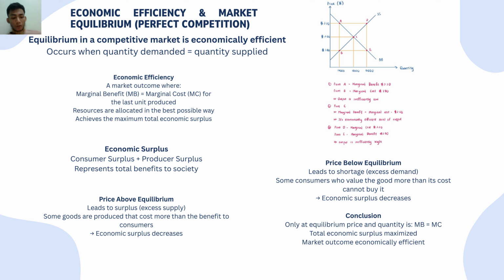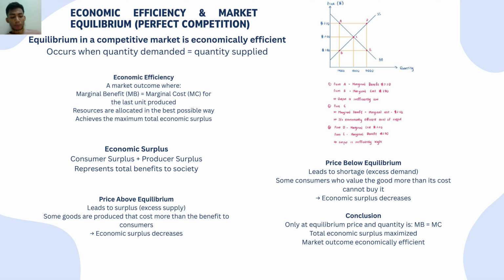Now we look at economic efficiency and market equilibrium under perfect competition. In a competitive market, equilibrium occurs when quantity demanded equals quantity supplied. At this point, the market outcome is economically efficient. First, let's focus on economic efficiency. Economic efficiency occurs when marginal benefit is equal to marginal cost for the last unit produced. At this level of output, resources are allocated in the best possible way and total economic surplus is maximized.